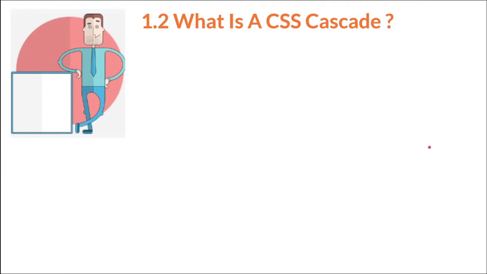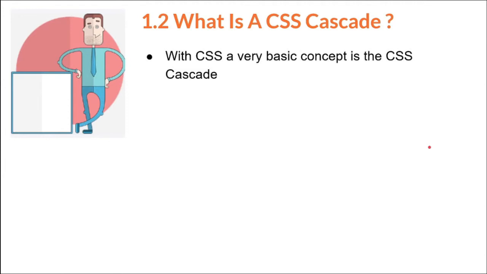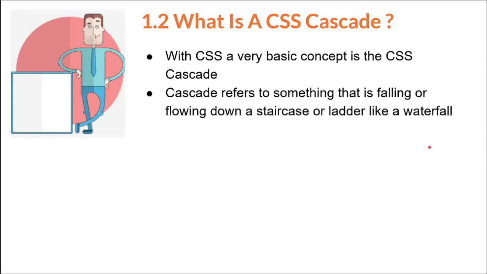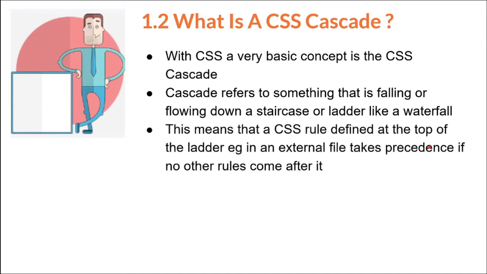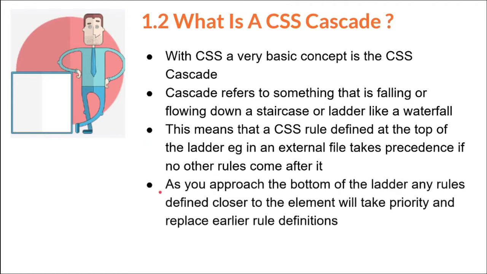What is a CSS Cascade? With CSS, a very basic concept is the CSS Cascade. Cascade refers to something that is falling or flowing down a staircase or ladder like a waterfall. This means the CSS rule defined at the top of the ladder, for example in an external file, takes precedence if no other rules come after it. As you approach the bottom of the ladder, any rules defined closer to the element will take priority and replace earlier rule definitions.